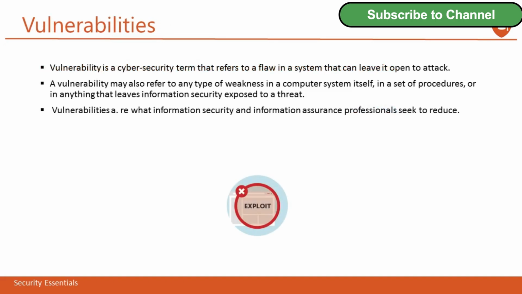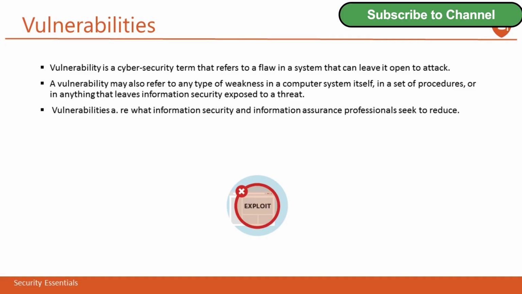Next, we have vulnerabilities. A vulnerability is a weakness. Everybody and everything has vulnerabilities. Humans are vulnerable to certain attacks. Systems are vulnerable to other kinds. But for the sake of this class, we're going to talk about vulnerabilities in cybersecurity parlance. So a vulnerability refers to a flaw in a system that can leave it open to attack.